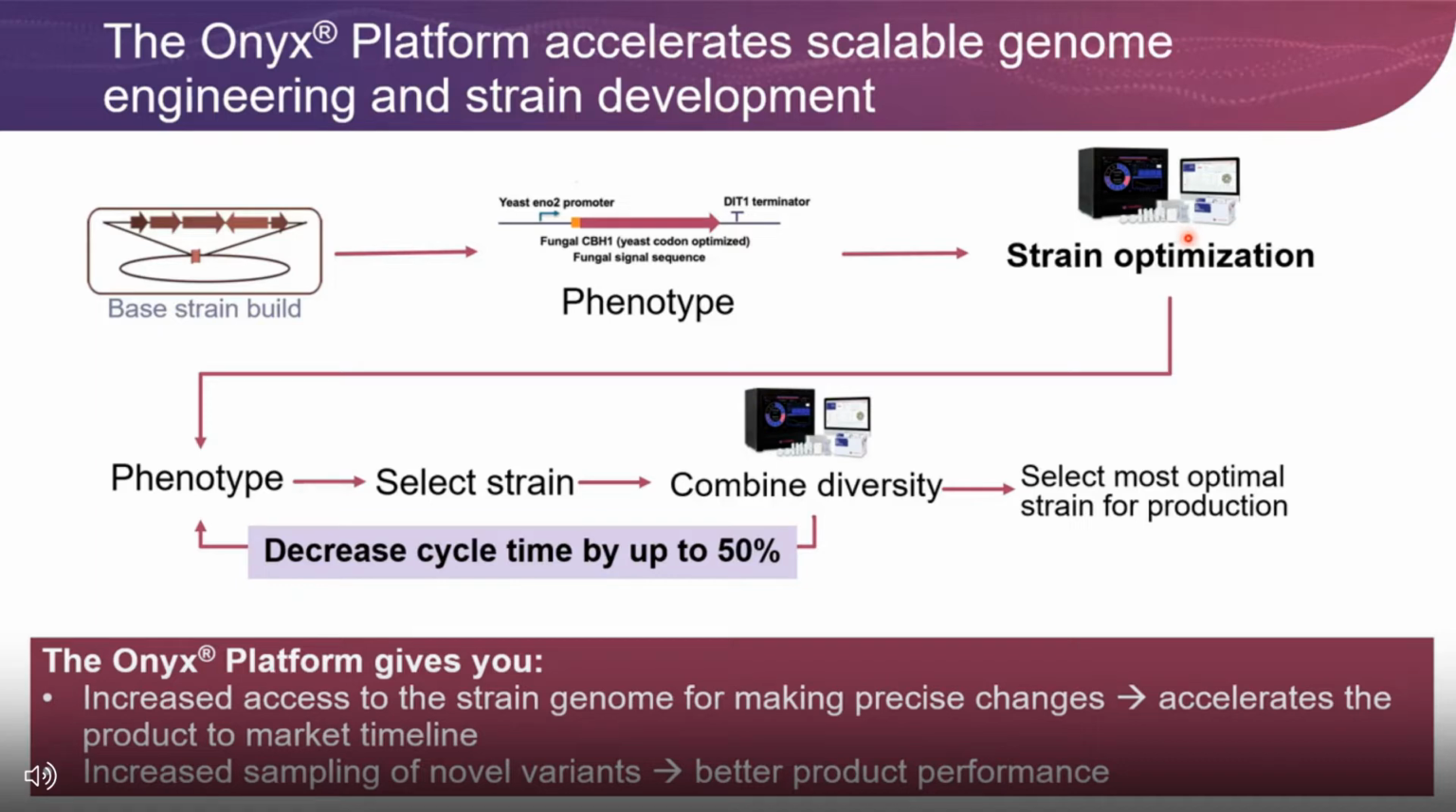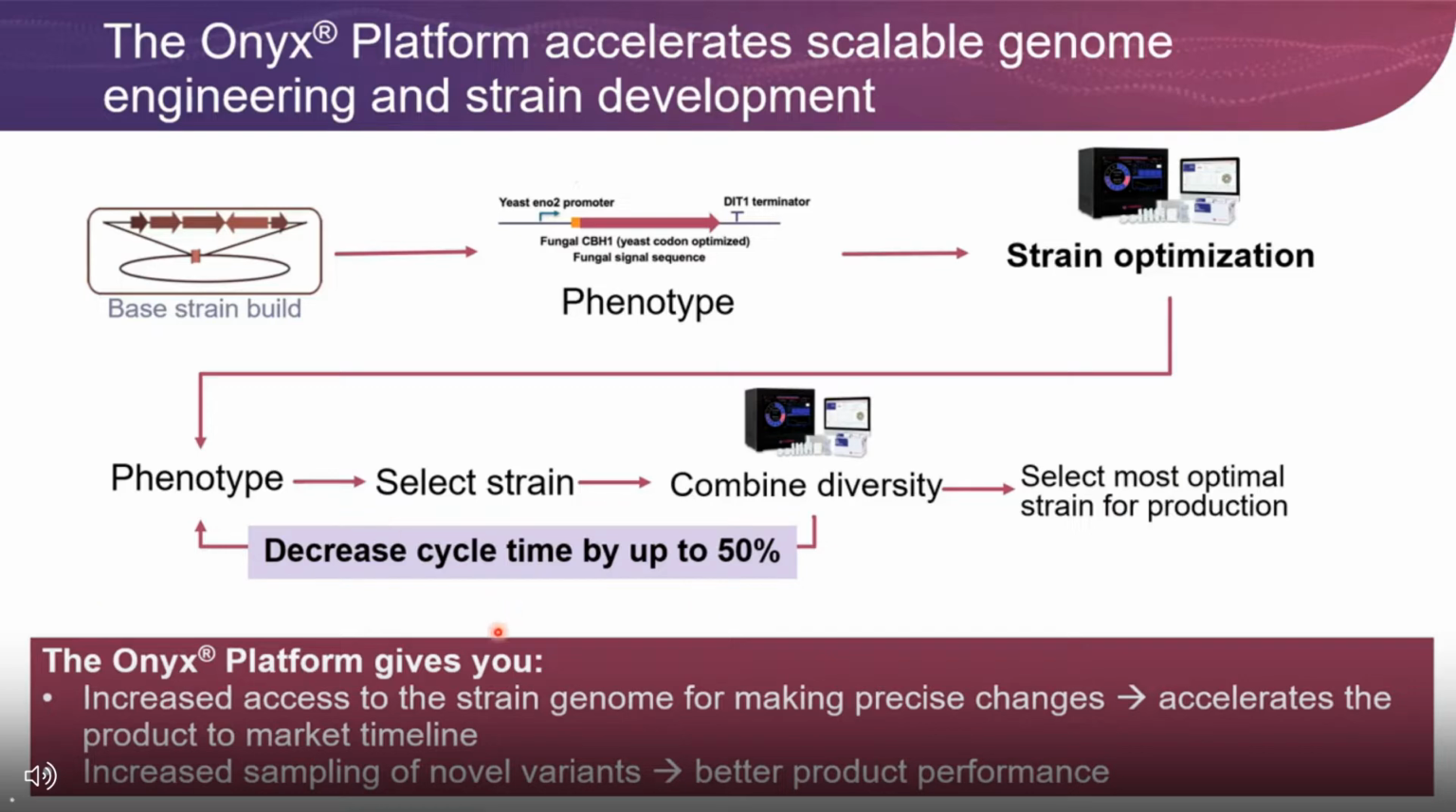So you use the Onyx platform to build a library, you phenotype that library, you select a strain to go into the next round. You take your hits from your first round and start combining them with one of the hit strains to combine diversity. And then you can go through this cycle multiple rounds in a very rapid fashion. The Onyx platform really decreases the cycle time by up to 50% because the bottleneck at the design and build stage is dramatically reduced. And then after you've gone through enough rounds to develop a production strain with sufficient titers or quality, that selected strain can go into production.